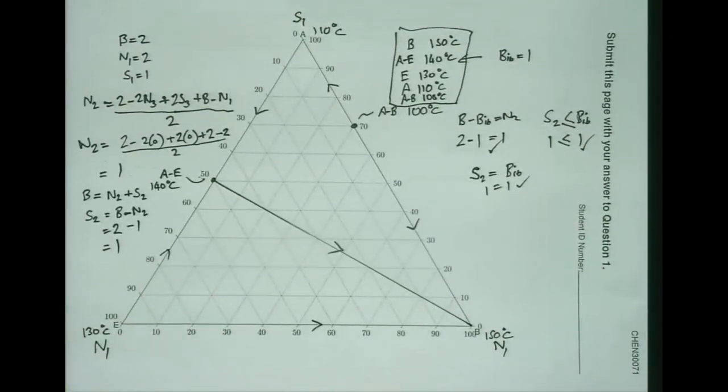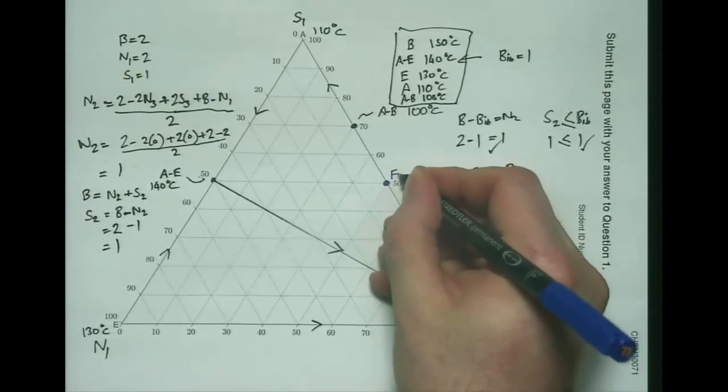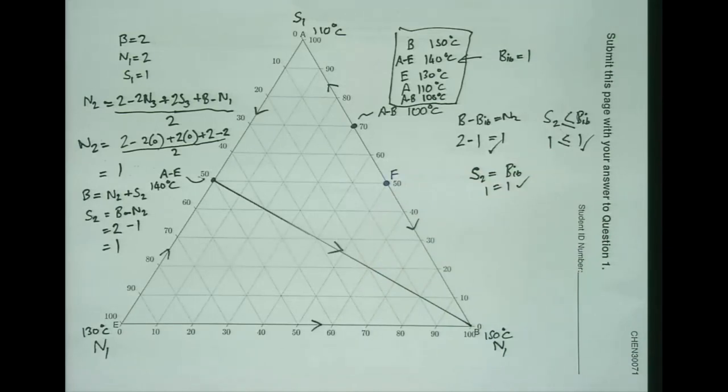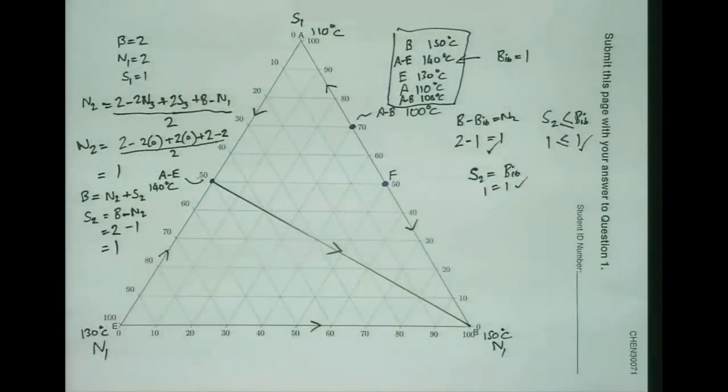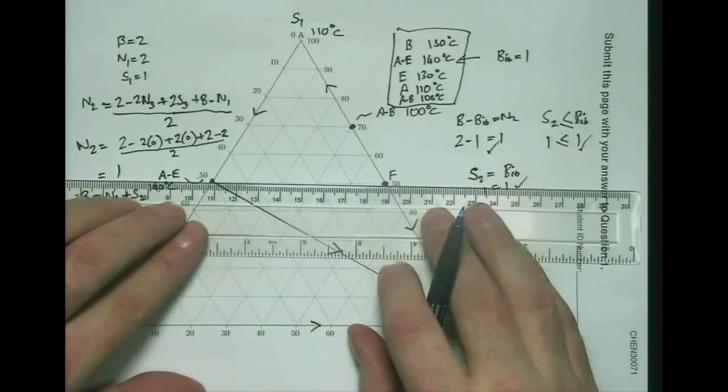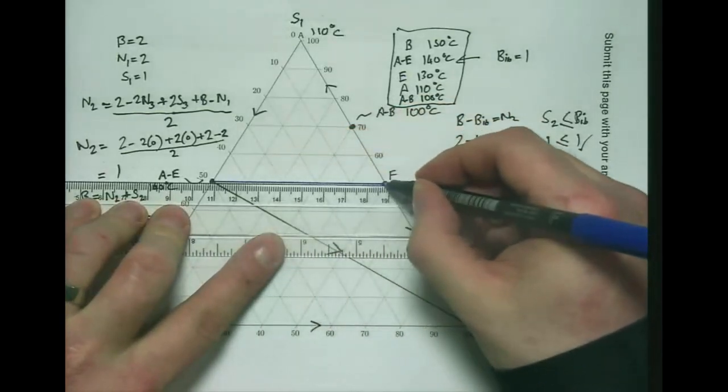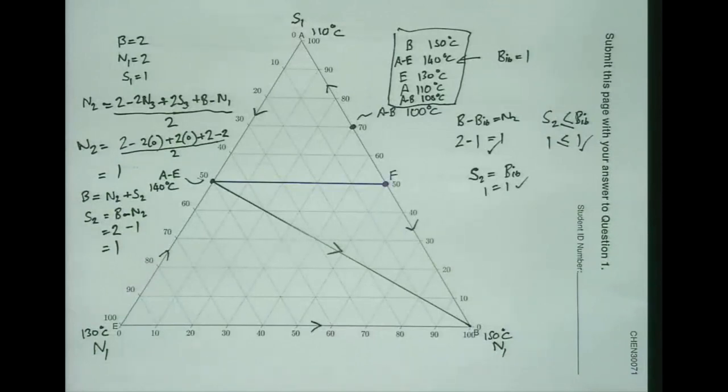So if we want to start drawing our system on our ternary diagram, we start by putting on our feed point, which we know is 50-50 of A and B. So that's our feed point. And the first operation we have is this mixing point to get our S1. We know what we're mixing it with is our A azeotrope, and we know that all mass balances on the ternary diagram are a straight line. So we know that our mixing point must be represented by that straight line.